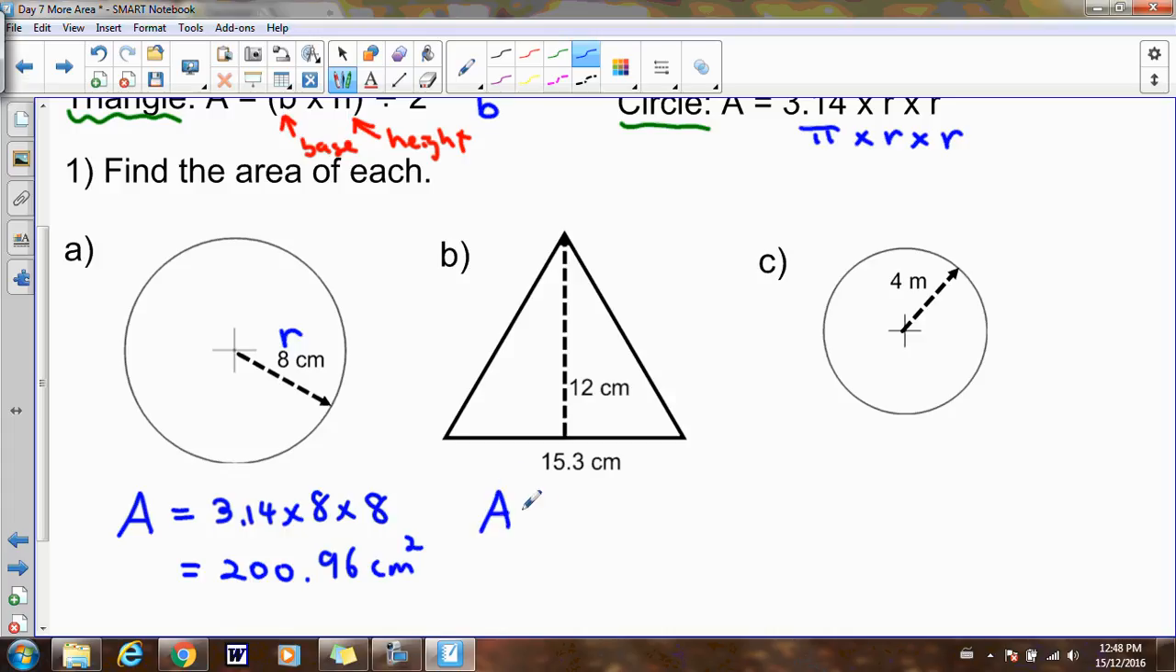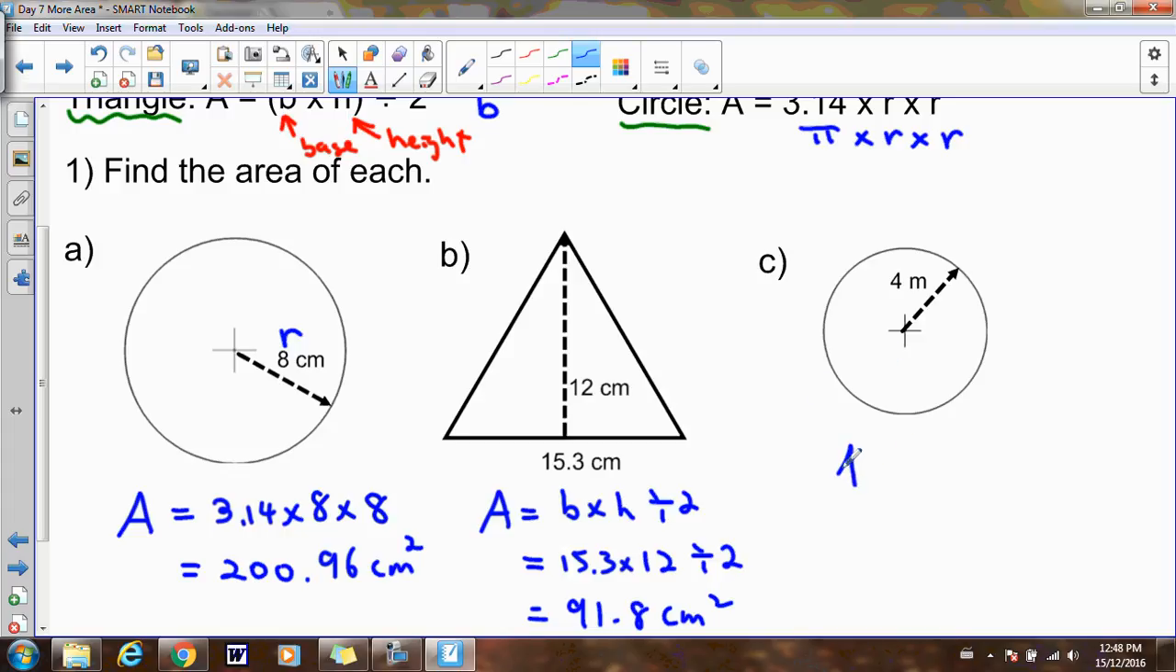The next shape is a triangle, so we use the formula base times the height divided by 2, right? So the base is 15.3, the height is 12. We have to divide that by 2, and if you do that, you should get 91.8 centimeters squared.